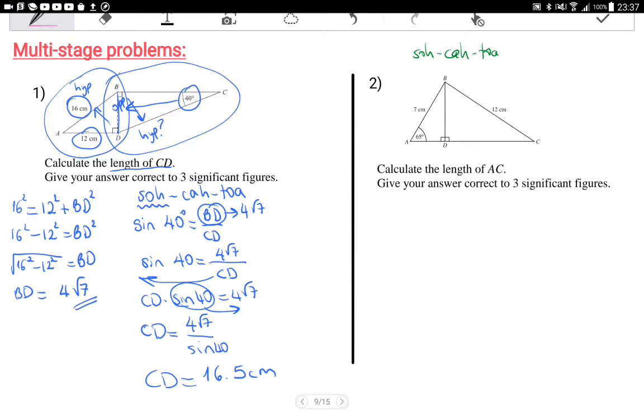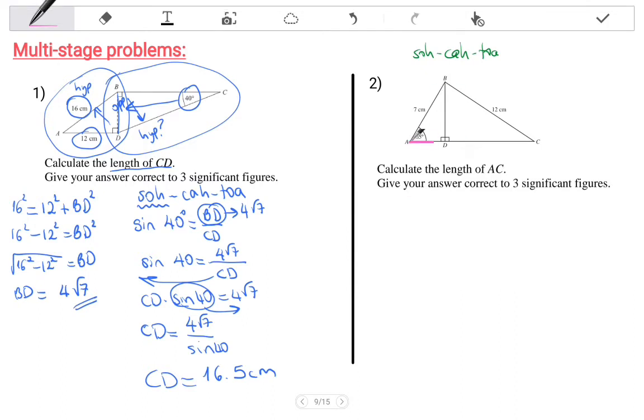Let's continue with the second question. There is a triangle which is composed of two right-angled triangles. A big triangle is ABC. One of the right-angled triangles is ABD, and the other one is BDC.